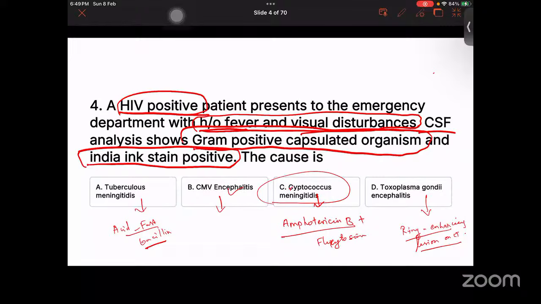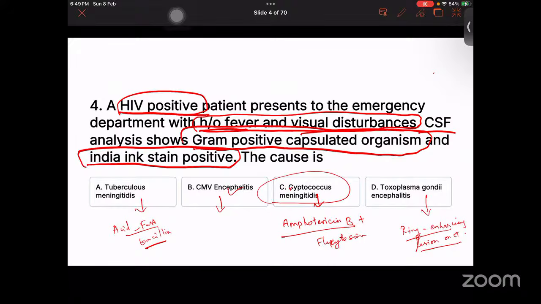Okay, when you are giving amphotericin B, you should always monitor for one thing. What is that one thing you always monitor for when you are giving amphotericin B? You always monitor your kidney function because amphotericin B can damage your kidneys. Okay. So this is the answer for this question.